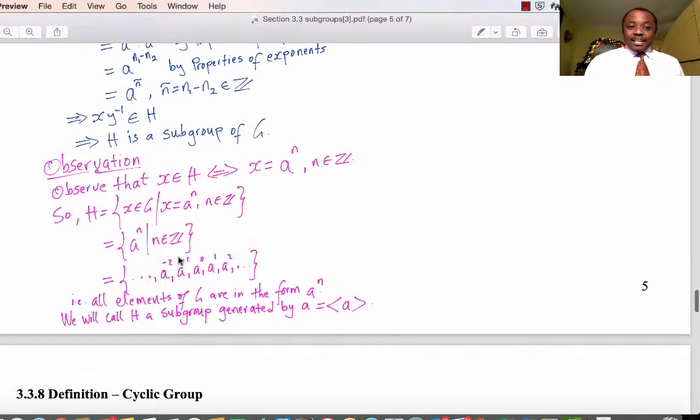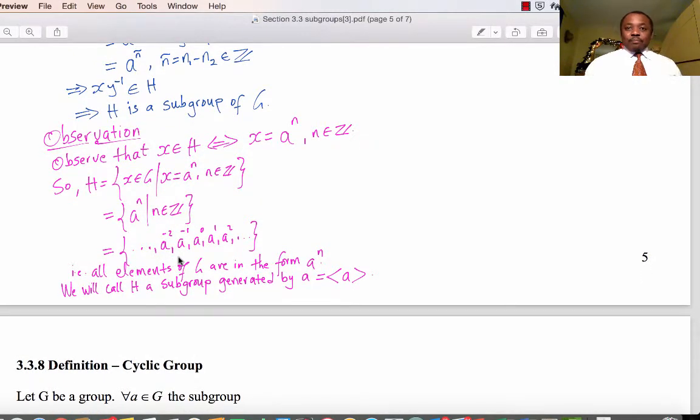So if I break that down completely, the elements in H are of the form a to the 0, a to the 1, a to the 2, and to my left, a to the -1, a to the -2, and so on and so forth, and it goes forever. So every element in H has something to do with a. It has to be in the form a raised to the power n, where n is an integer. See how important a is to the subgroup H.